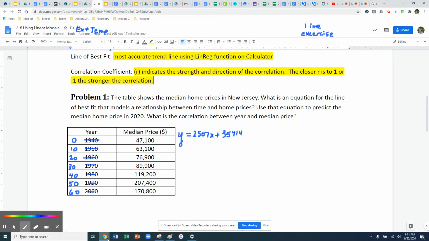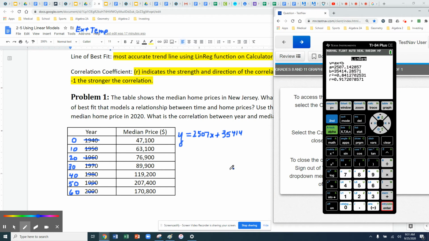When we calculate, your calculator is now going to give you a couple of data points here. Our linear regression is going to be in slope-intercept form. So this is y equals ax plus b. A is your slope, b is your y-intercept. Your A, 2507, represents your slope. Your B, 35414, is going to represent your y-intercept. So there would be my linear equation representing this data.